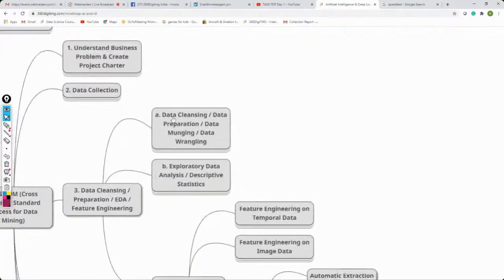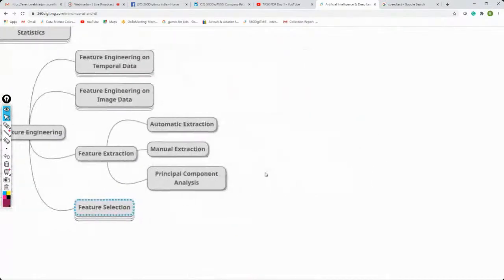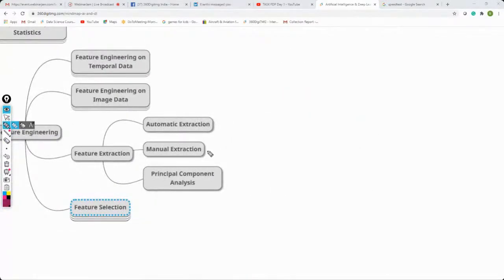Okay, so that's feature extraction. And what did we do? How did we extract? Manually, we have extracted. It is time consuming, of course. But the good part is, you know the variables that you extracted.